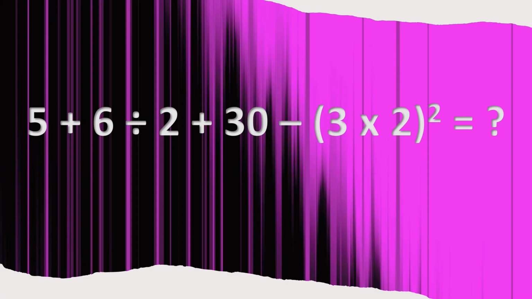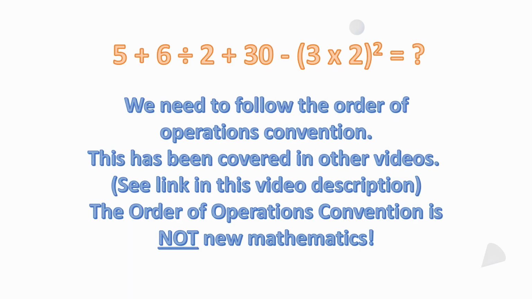So the problem we're looking at is 5 plus 6 divided by 2 plus 30 minus the quantity 3 times 2 squared. You notice here that we have a 3 times 2 in parentheses, and then that whole quantity is squared. So we have exponents. Our exponent is 2. When we've got this problem, we need to follow the order of operations convention.